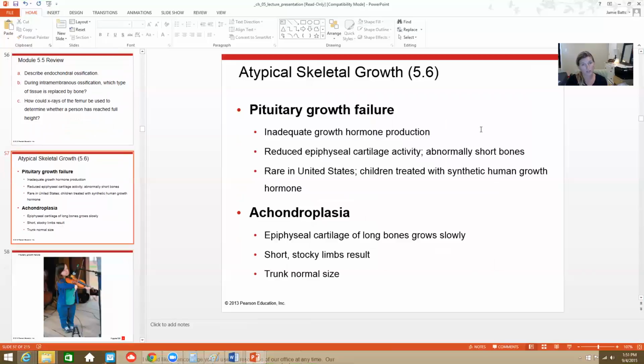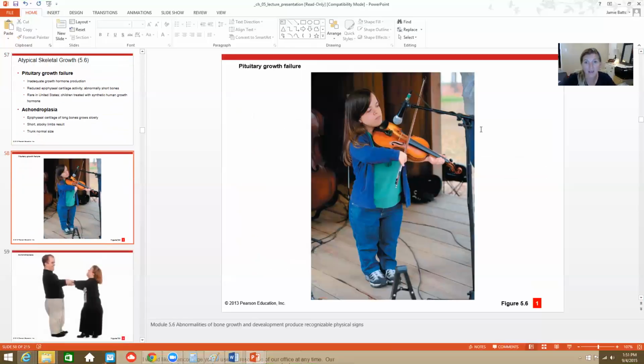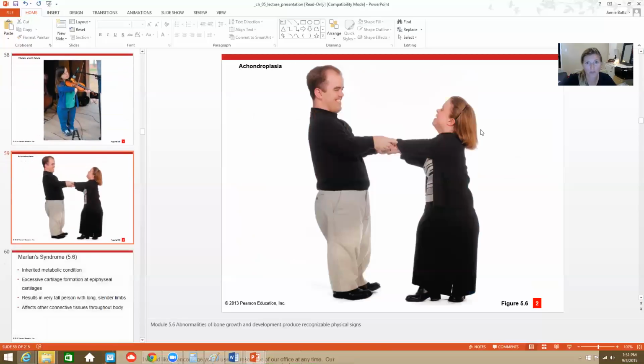Your epiphyseal line or epiphyseal cartilage will not grow, and therefore your bones will not get longer. You'll have abnormally short bones. It's fairly rare, but children that do have it can be treated with a synthetic growth hormone. There's also achondroplasia, which is a genetic disorder resulting in short, stocky limbs, but a normal trunk size.